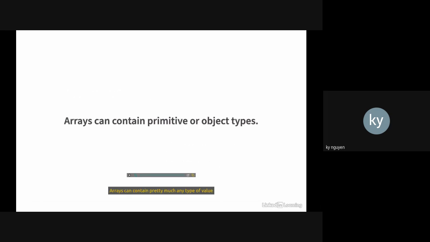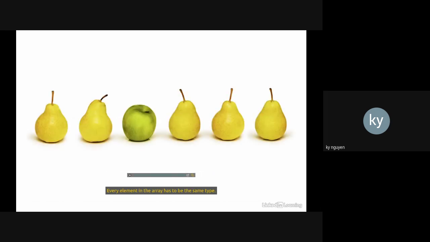Arrays can contain pretty much any type of value, from primitive types like int and double, to object types like string or our own custom types. Every element in the array has to be the same type. So, for example, you couldn't have an array where the first element is an int and the second element is a string. That wouldn't be allowed.